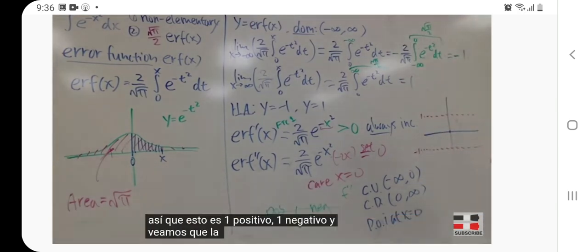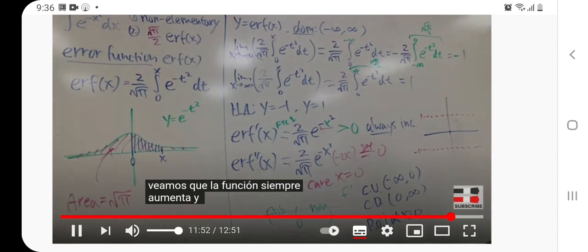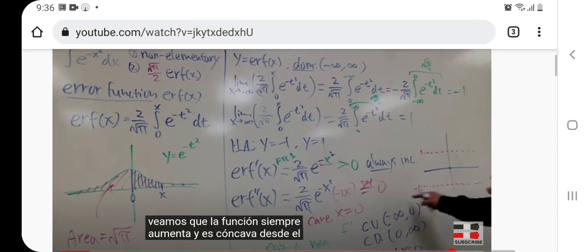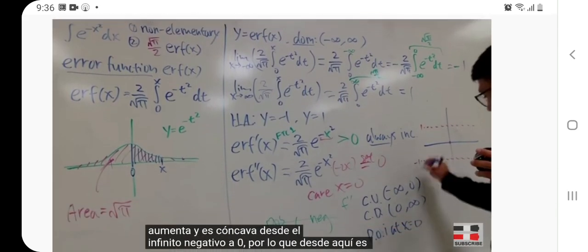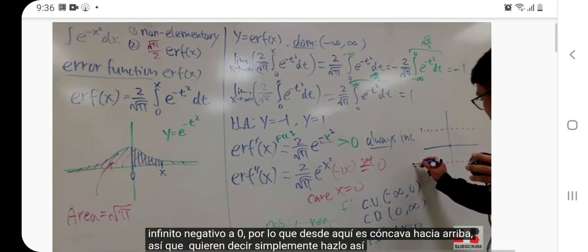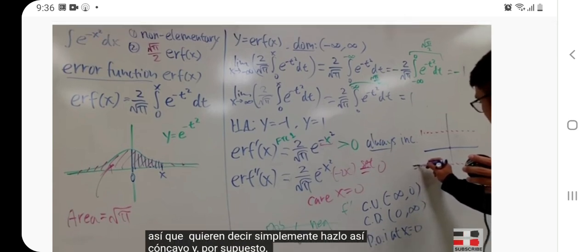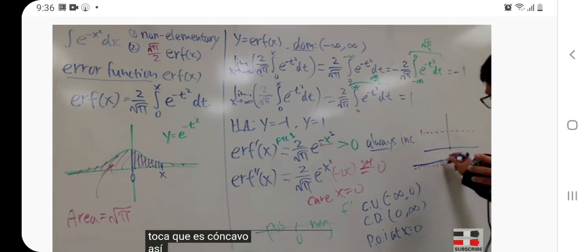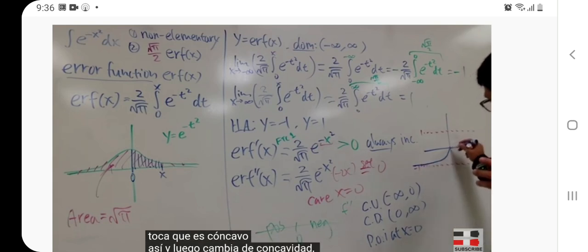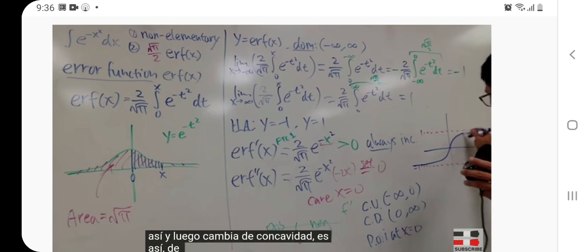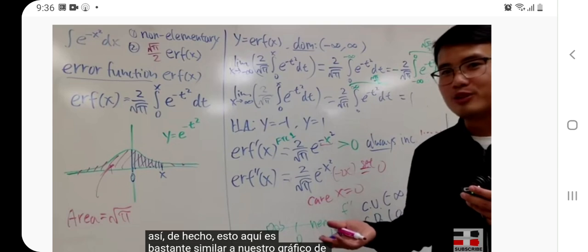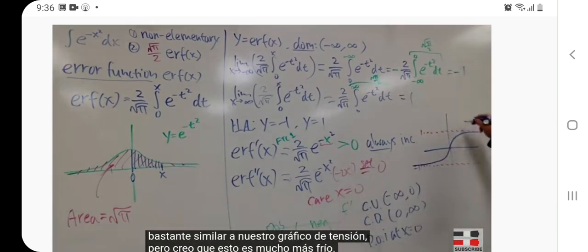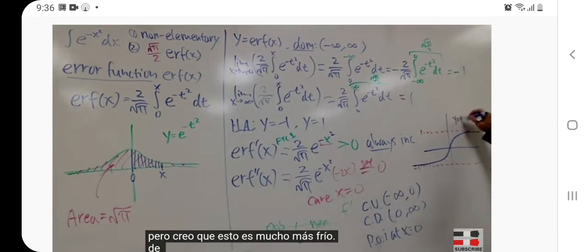The function is always increasing and concave up from negative infinity to 0. So from here, it's concave up. So let me just do it like this, concave up. And of course, the horizontal asymptote, you don't touch that. It's concave up like this. And then it changes concavity. It's like that. In fact, this is really similar to the arctangent graph, but I think this is way cooler. This right here is the graph for erf of x.